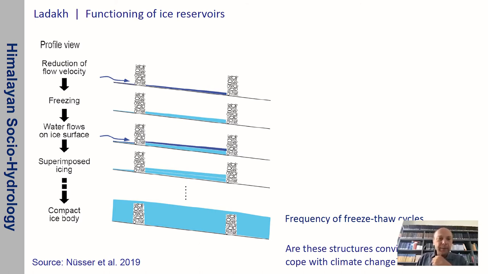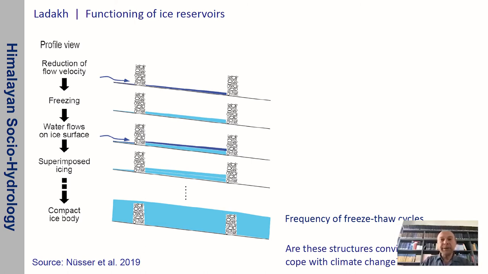The functioning of these ice reservoirs is relatively easy in most cases. In these traditional ice reservoirs, we have a series of small walls, and they are used to reduce the flow velocity. With temperatures well below the freezing point of water, we have a more robust freezing process, and when water then flows on the ice surface, it refreezes again. With these superimposed icing patterns, in the end, we have a compact ice body. In many cases, it is then even higher than the walls, and what we need for this is obviously a high frequency of freeze cycles.